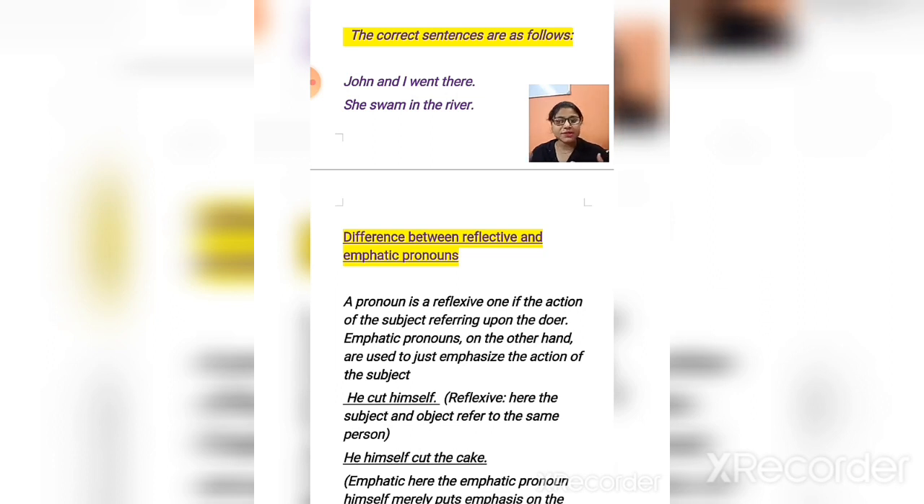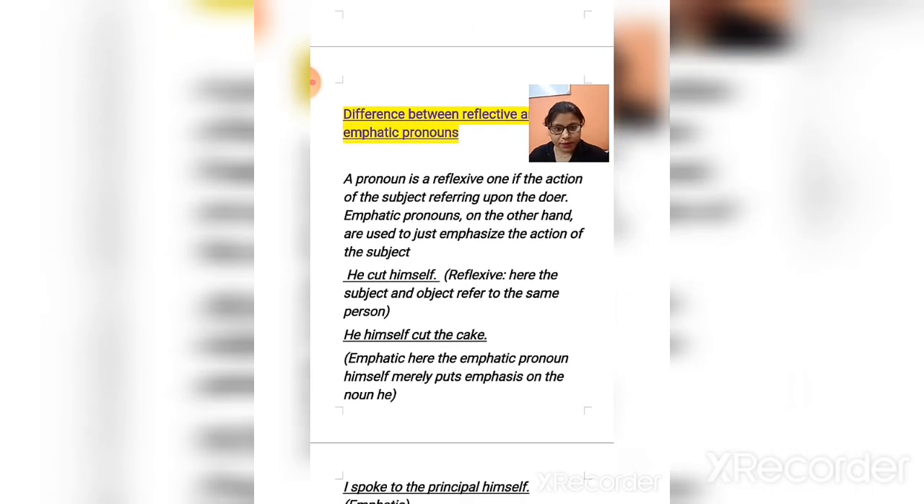Now we are going to understand the difference between these two, and how we can recognize them. It is given: a pronoun is reflexive if the action of the sentence refers back upon the doer. Emphatic pronouns, on the other hand, are used just to emphasize the subject. They do not refer back to the doer.